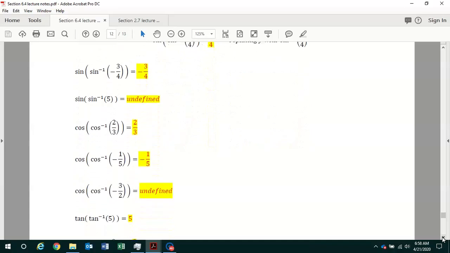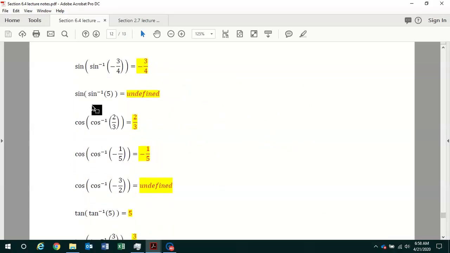In the next example, we've got to find the sine of the inverse sine of 5. Well, 5 is not in the domain of the inverse sine. 5 is not between -1 and 1. The domain of the inverse sine is the numbers from -1 to 1. And since 5 is greater than 1, inverse sine of 5 is undefined, and so this composition is undefined.